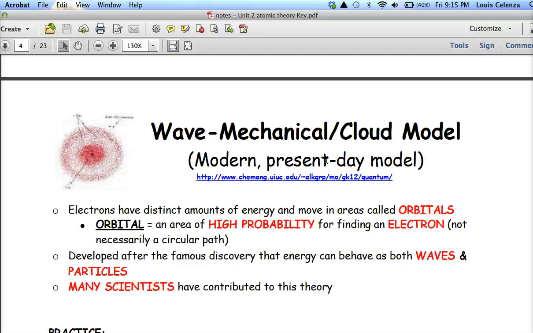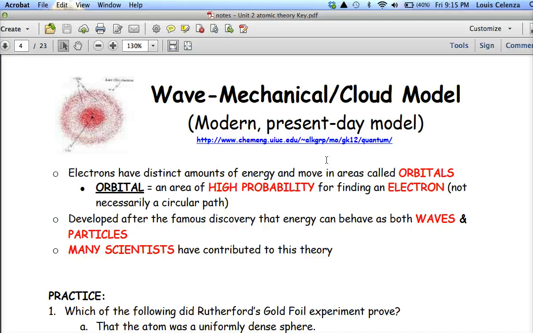It is a little different than the Bohr model, but not drastically different. Basically, the main difference is two things. The electrons do indeed still, in the wave mechanical model, move around the nucleus, but they do not move around the nucleus in perfect spheres, like they did in the Bohr model. They move around in different shapes. And instead of calling them orbits, they call them orbitals.